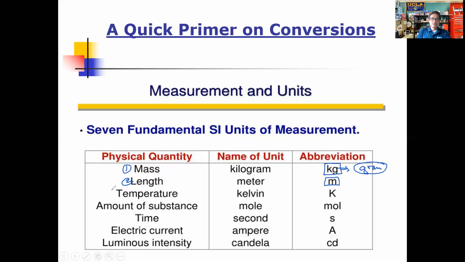Okay? The temperature unit is Kelvin. You'll also see degrees Celsius. That's going to be the metric unit of temperature. The SI unit for temperature is going to be Kelvin. You'll learn in chemistry the difference between those two. Okay, we're going to skip the amount of substance here. That you won't need.